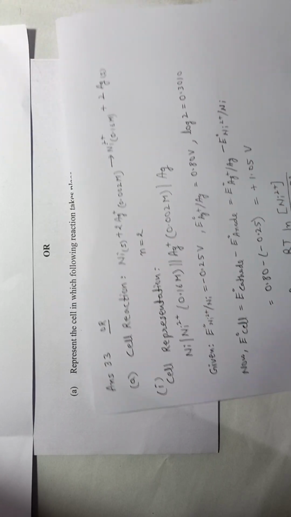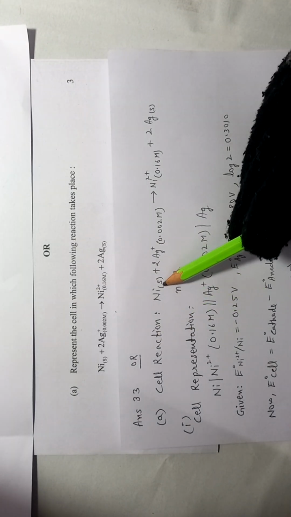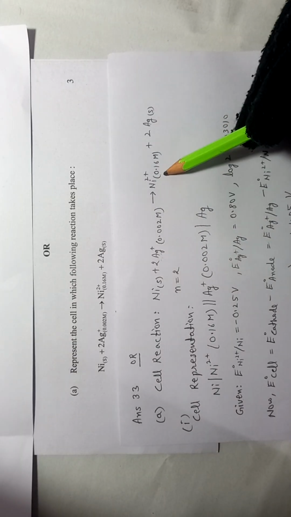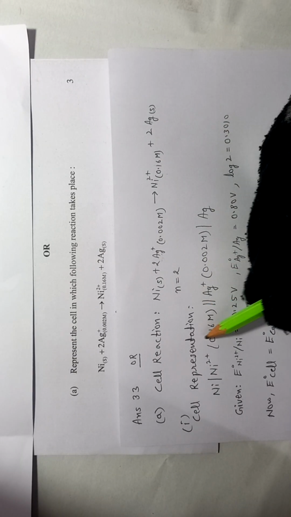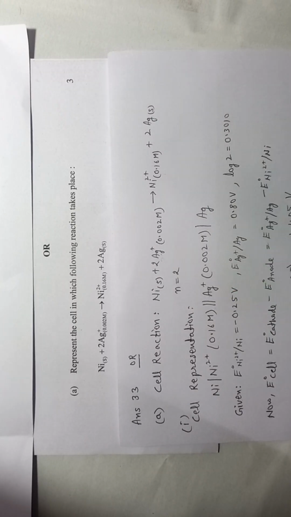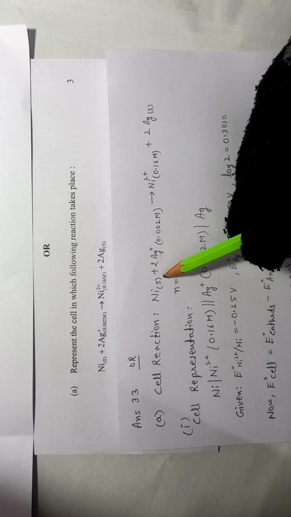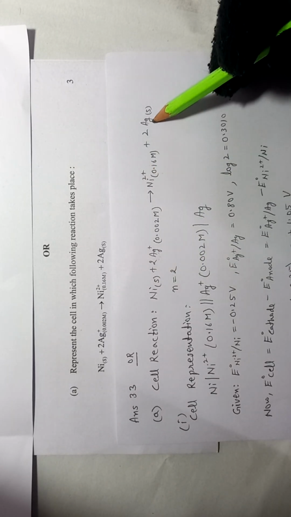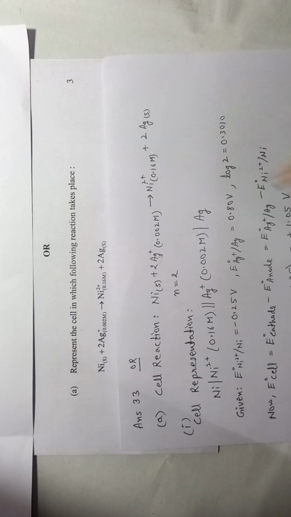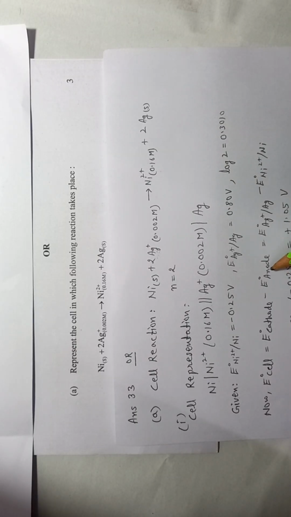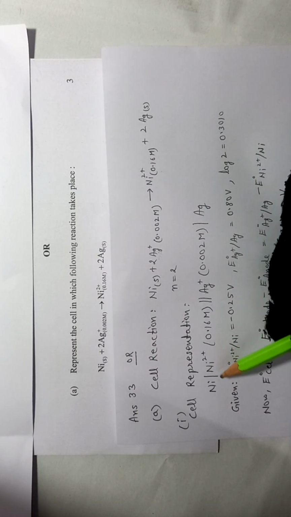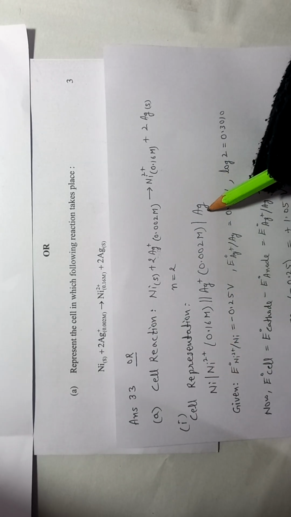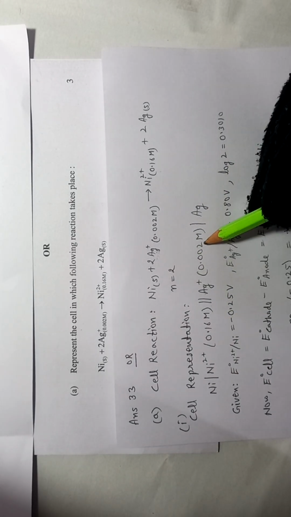So this is the cell reaction, students, as given in the question. This Ni to Ni2+ plus 2Ag+ gives Ni2+ plus 2Ag, and concentrations are also given. Here cell representation is this one. Here oxidation is taking place, so this is anode, and this is reduction taking place, so this is cathode. Silver is cathode and nickel is anode. So the cell representation is nickel, oblique, nickel ion. This is the cell representation. You write it along with the given concentrations.